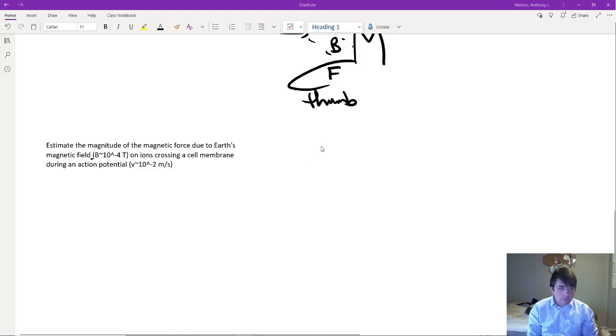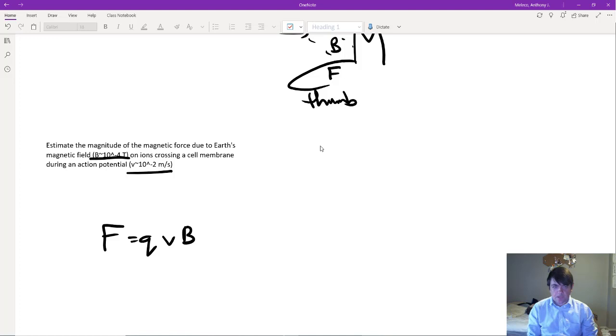It gives us Earth's magnetic field, and it gives us the action potential here. So we want the magnetic force. So what are we going to do? We're going to do the same thing here. Okay, F equals QVB. And again, there's no angle given or anything like that, so theta will just be 90 degrees again.